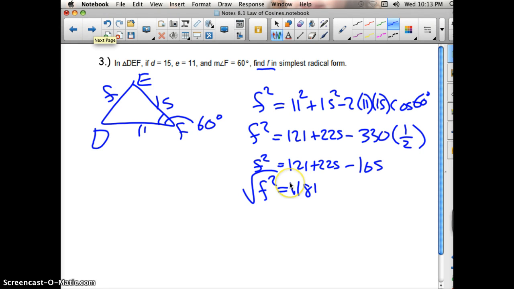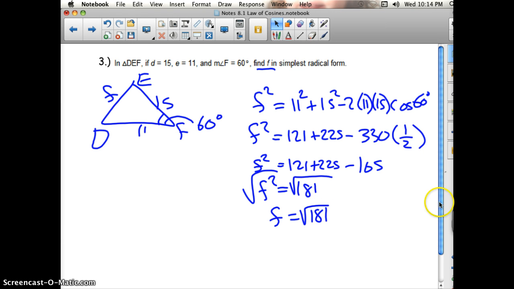You take the square root of both sides. And then you have to think a little bit to see, are there any perfect squares that go into 181? You can check 9, because 1 plus 8 plus 1 equals 10, and if it was divisible by 9, it would have added up to 9 or a multiple of 9. So it's not divisible by 9. You can check any of them. That is the answer in simple radical form, radical 181.